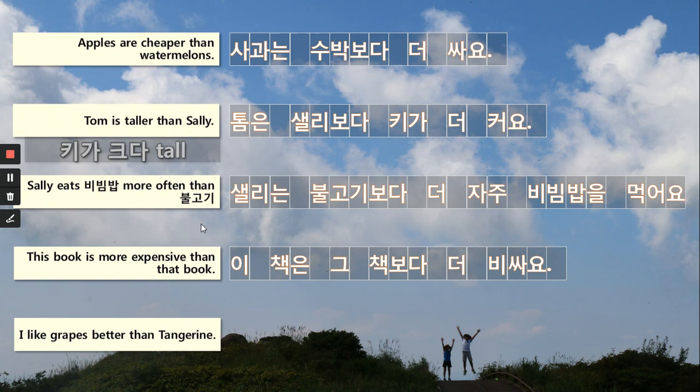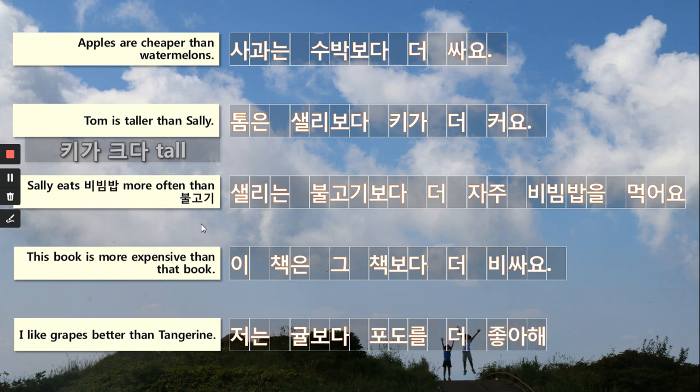I like grapes better than tangerines. Yeah, that's true. 저는, you can omit 저는, then tangerine. Tangerine in Korean is 귤. Tangerine and mandarin are the same, a small orange. We call this 귤. 저는 귤보다 grapes, 포도, and 포도 is the object in the sentence, 포도를, better, which is like more, so 더 좋아해요. 저는 귤보다 포도를 더 좋아해요.